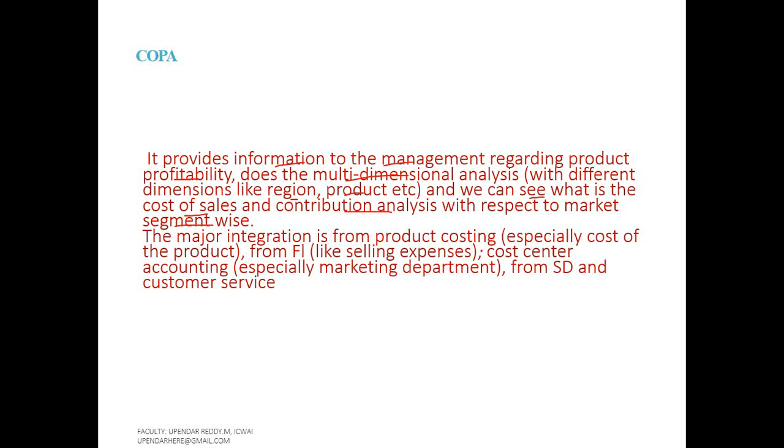The major integration with COPA: the COGM is coming from product costing, selling expenditure is coming from FI, marketing department expenditures are coming from cost center accounting, and other discounts and sales-related costs will come from the SD module. Here, COGM we are getting from product costing, and to this we are adding some selling and distribution expenditures.